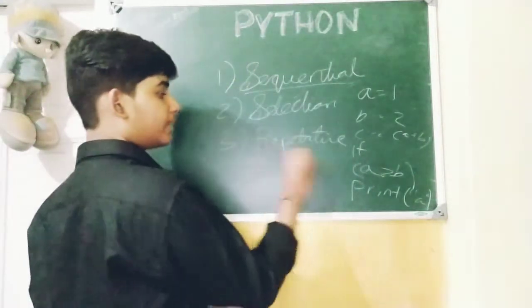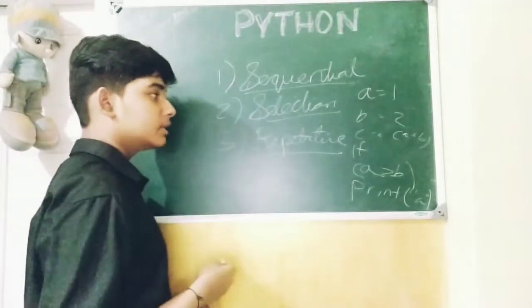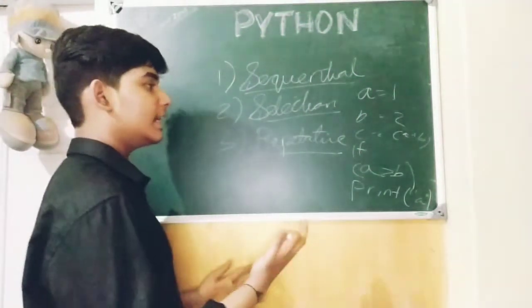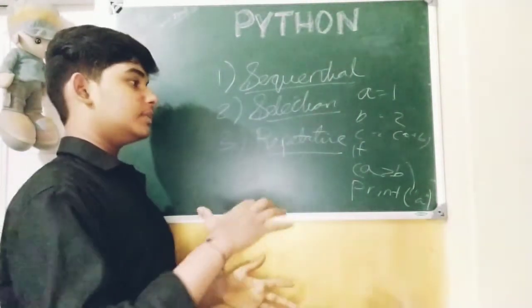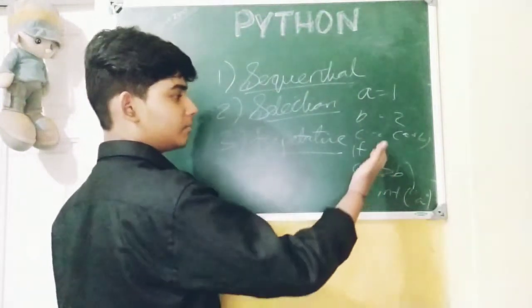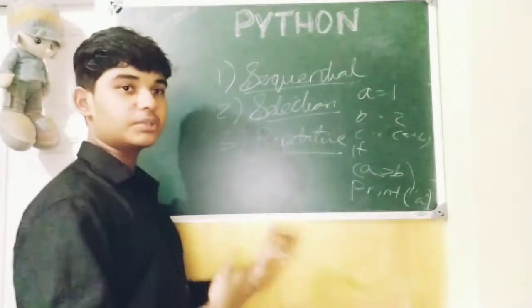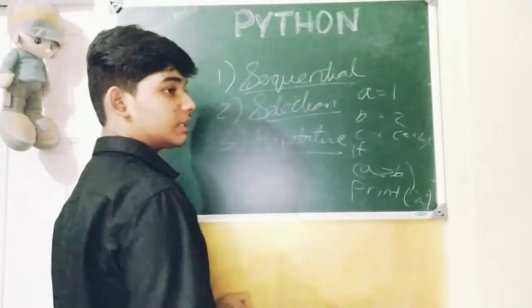Next is repetitive. So we talked about selection and sequential. Now let's talk about repetitive. Now in selection, as we told, it's basically conditions. So it's like making the computer select the answer depending on the problem. You ask the computer, if this is correct, then choose between this or this, and the computer chooses the correct answer and presents it back to you. Now repetitive basically works as a loop.